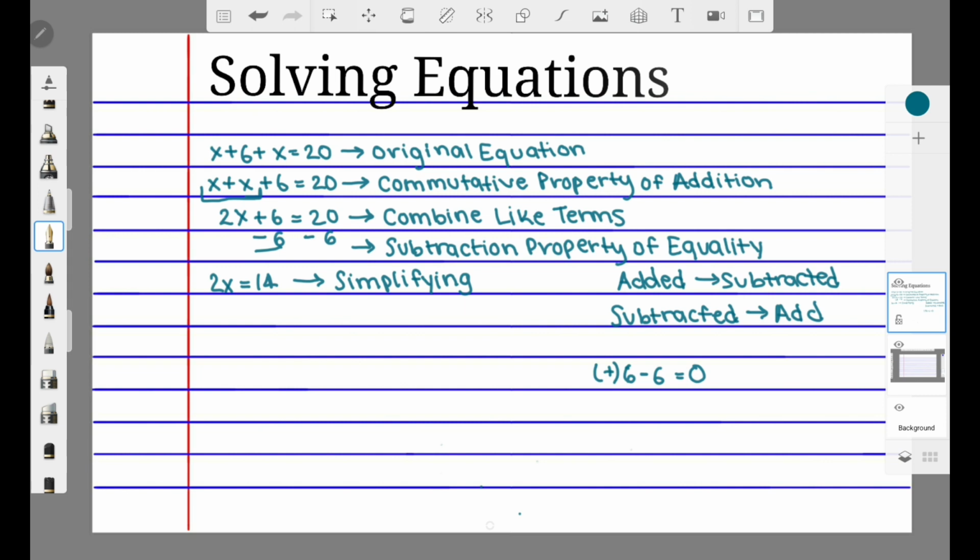So in the same way that we use the opposite property here when we were adding and subtracting, we're going to do the same thing with multiplication and division. When something is multiplied, as it is here, we need to divide it. And if something is being divided, we need to do the opposite operation and multiply.